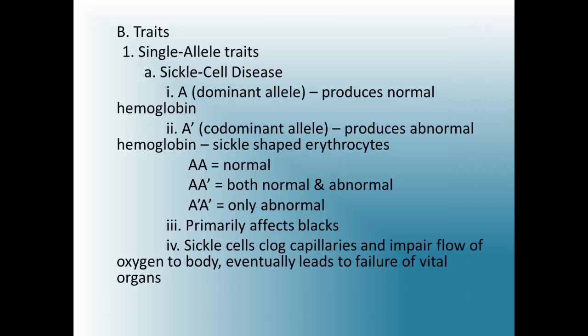Now specific traits that we see for humans. Sickle cell is one of them, and the reason that we talk about sickle cell is because it's a great example of a codominant trait for humans. So we have blood type and we also have sickle cell. With sickle cell, if a human has two big A's, they're completely normal. If they're heterozygous, they have abnormal and normal. And if they only have the two recessives, they're actually abnormal and will produce only sickle cell.